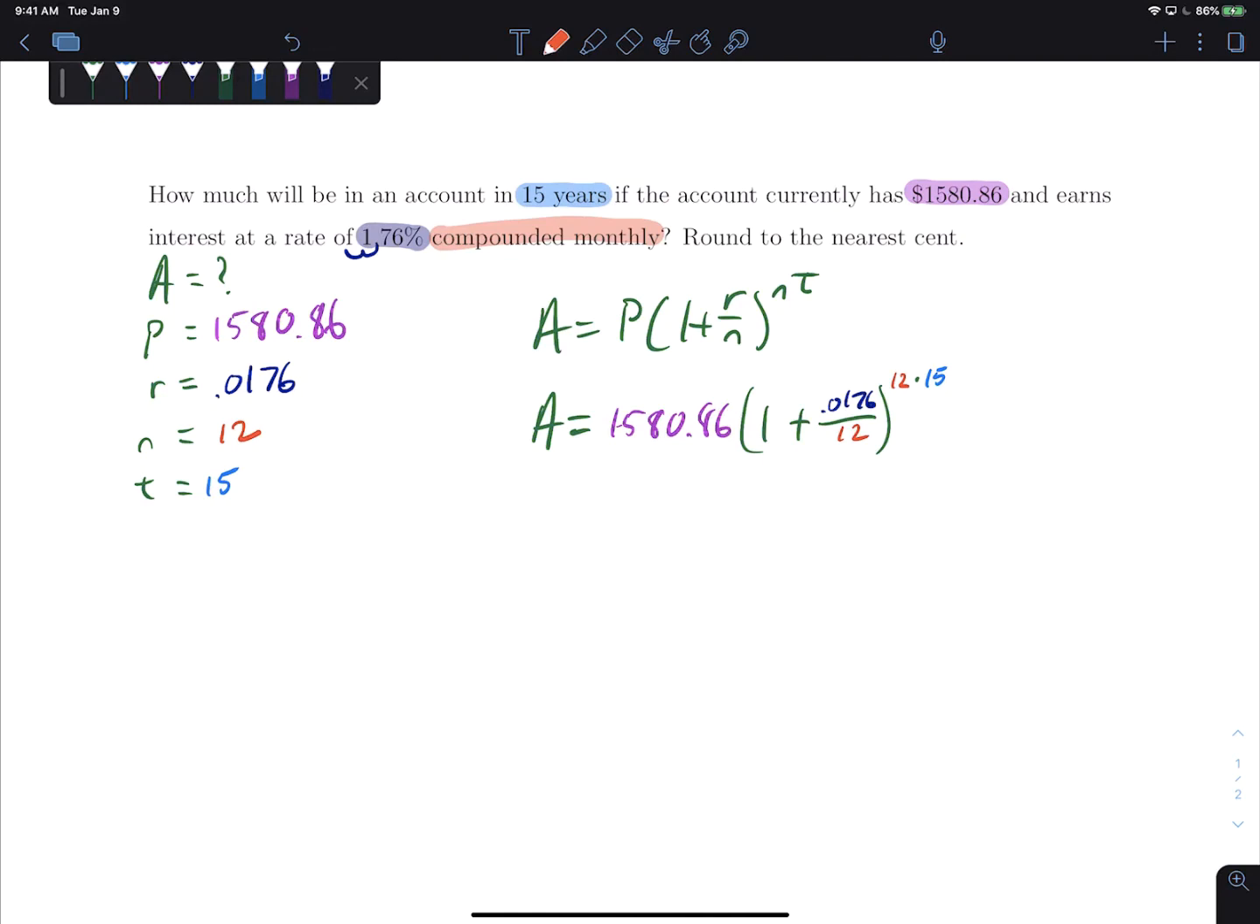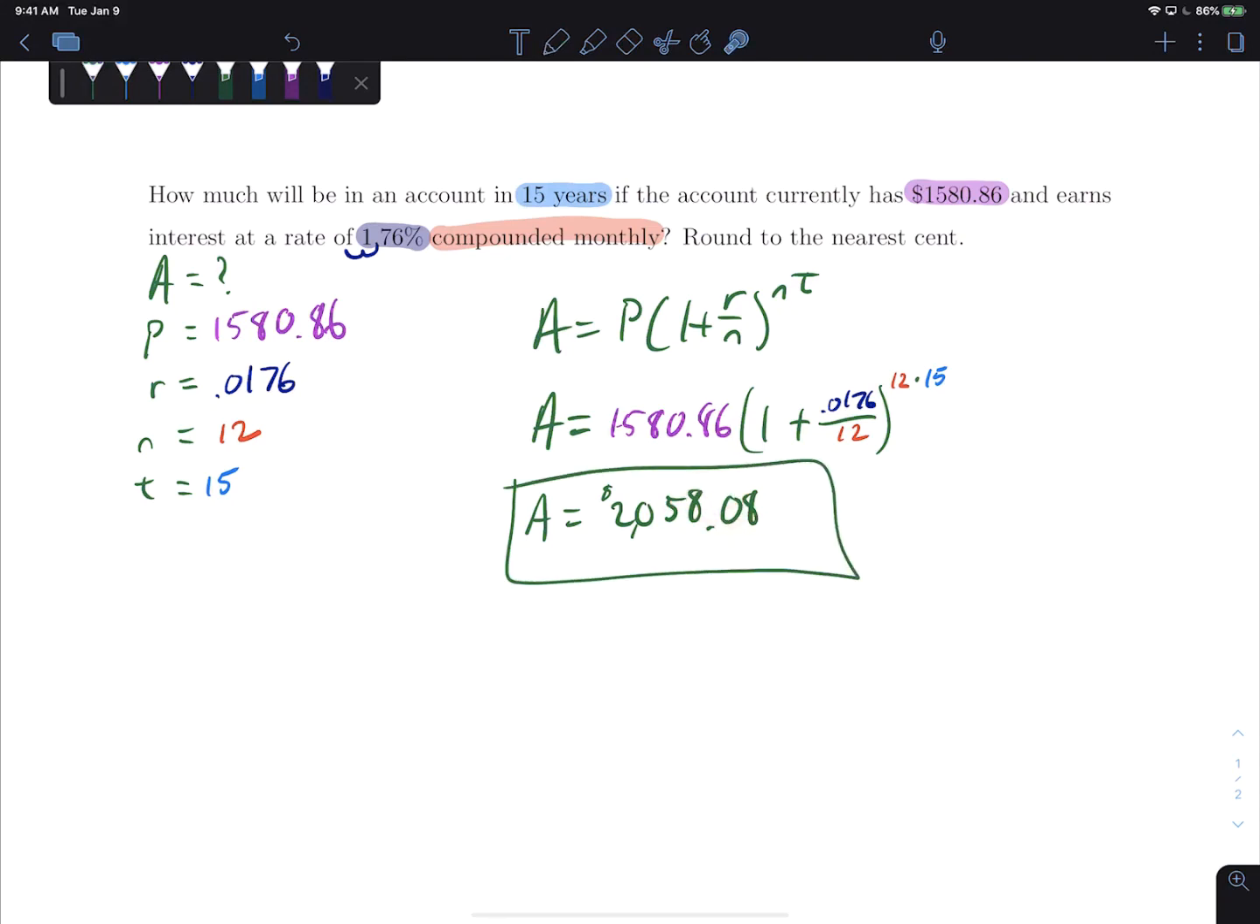Alrighty, and at this point, you just type this into your calculator and round to the nearest penny. So take your calculator out, which I obviously have up on my screen. Whenever you type this in, 1580.86 times 1 plus 0.0176 all over 12, all to the 12 times 15, you're going to get the future value is $2,058.08.